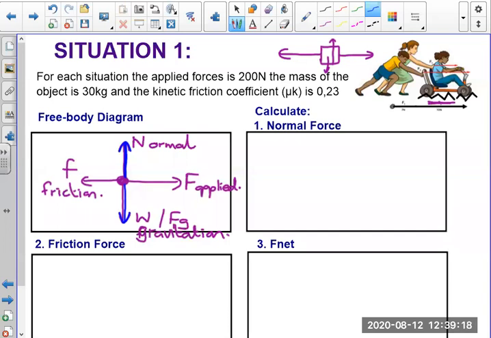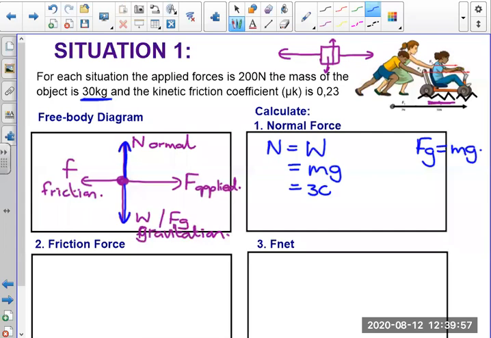Okay. So when I work out the normal force, I'm going to say F normal, or just a capital letter N. Let's use a capital letter N for this one. So I'm going to say the normal force equals the weight of the object. Now, how do we work out weight? Fg equals M times G. So the weight is M times G. In this case, the mass of this object is 30 kilogram, and then G will always be 9,8.